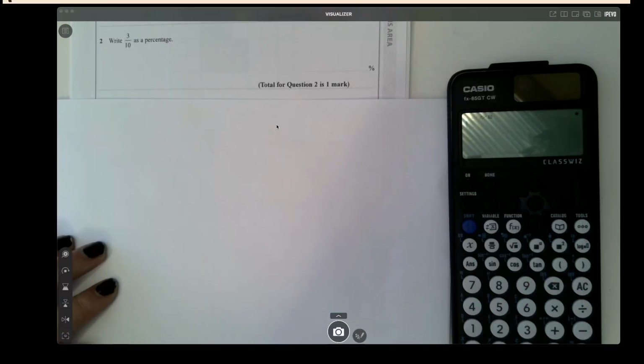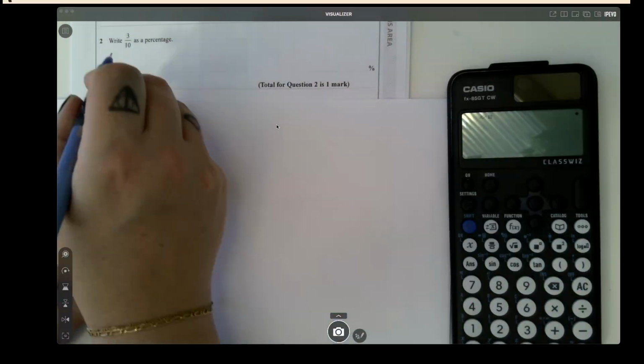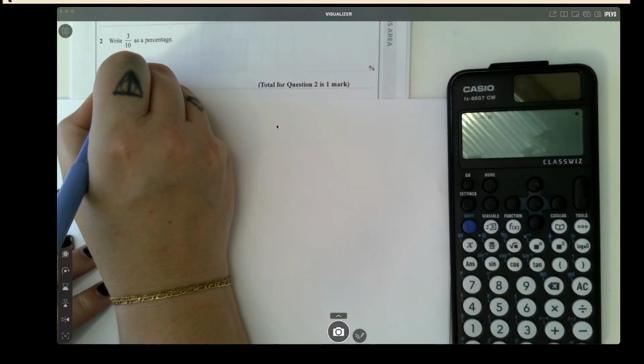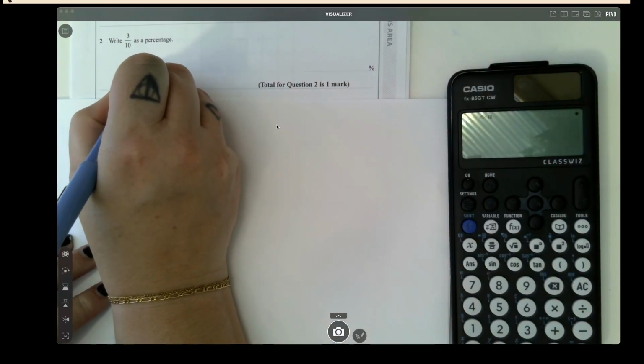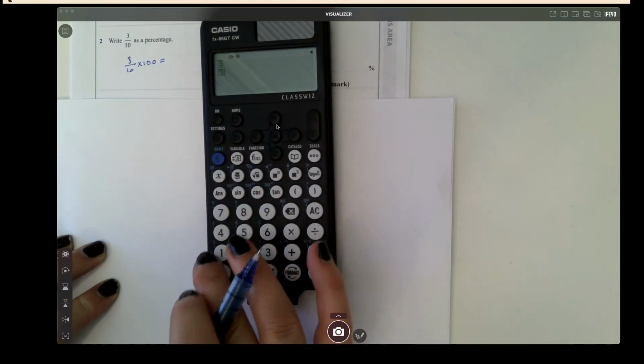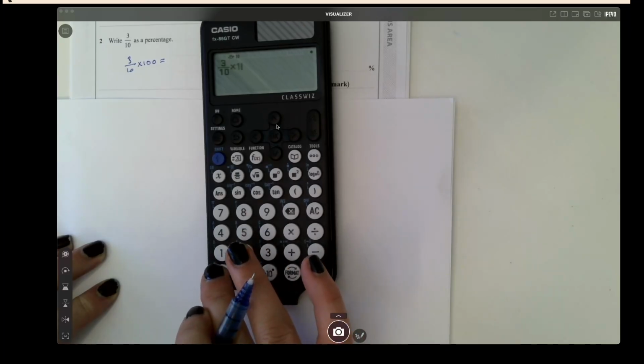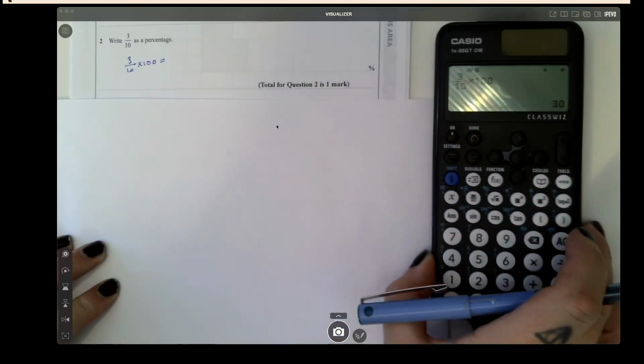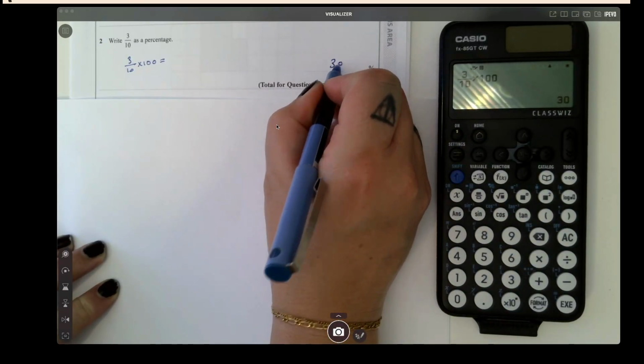Question 2. Write 3/10 as a percentage. To change a fraction into a percentage, we can multiply it by 100. This is a calculator paper, so I'm going to type the fraction into my calculator and multiply by 100. So that is 30%.